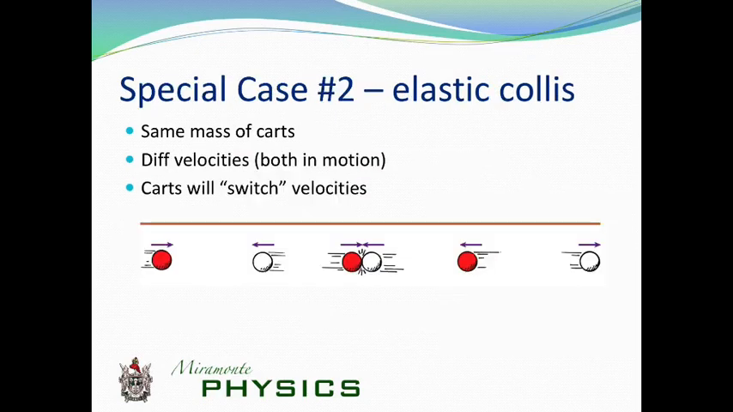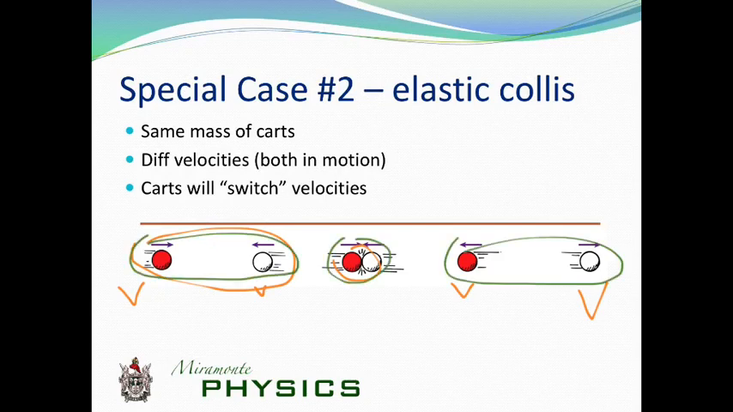Another special case of elastic collisions: if you have the same mass of carts, but you have two different velocities, let's say this one's going really fast and this one's going kind of slow, and they're coming towards each other. What'll happen is when they collide, they will exchange their speeds. So this one came in fast, now this one's going to go off fast and this one's going to go off slow. It's pretty slick. So the carts will actually switch velocity. Again, that's a special case when you have elastic collisions. And we'll demonstrate this in class.